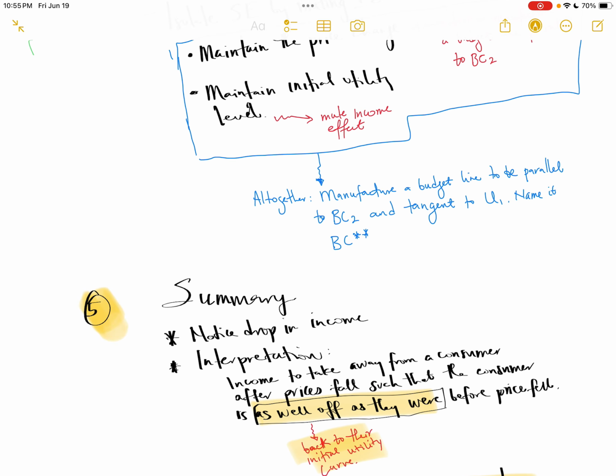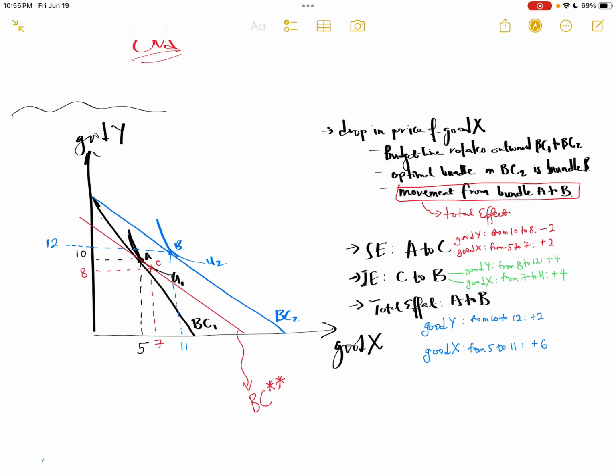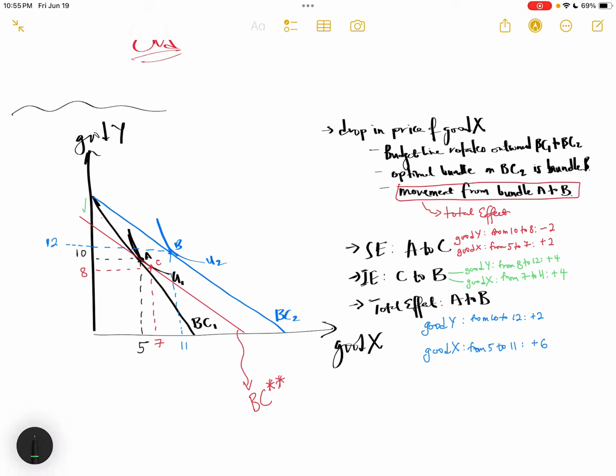Okay, in summary, did you notice that there is a drop in income? What do I mean by that? When you look at BC2 and BC***, do you notice that it looks like a drop in income, which is sending us down from the blue budget constraint to the red budget constraint? Yes. I hope you can see that.